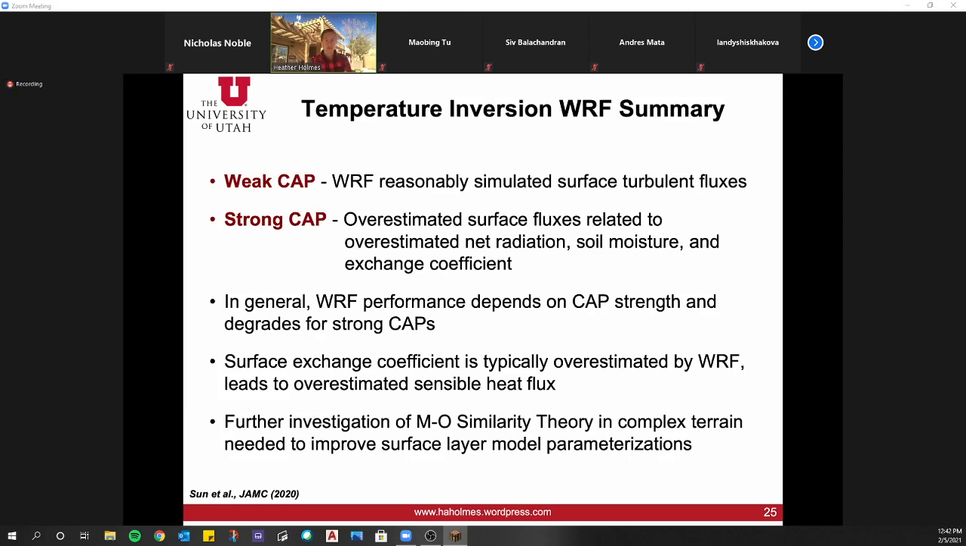When she dug into it deeper, she found that the surface exchange coefficient in WRF is overestimated, and that leads to an overestimated sensible heat flux. Essentially, the WRF model tries to put in too much surface heating, and that leads to too much mixing in the model. There need to be updates to the Monin-Obukhov similarity theory, which is used for the turbulence closure in the WRF model.